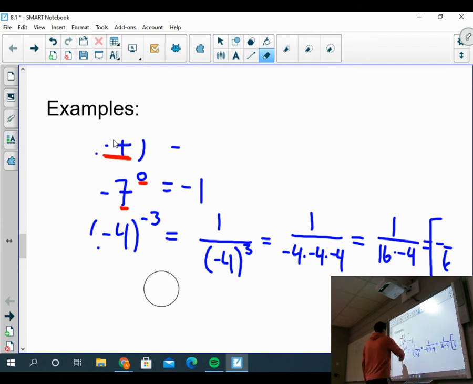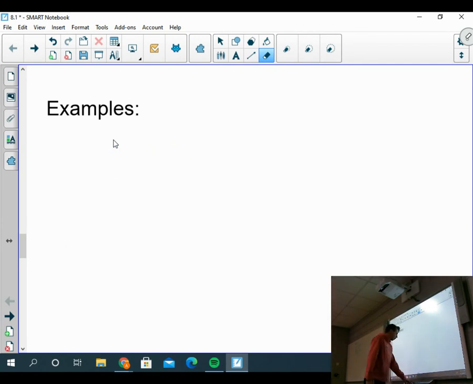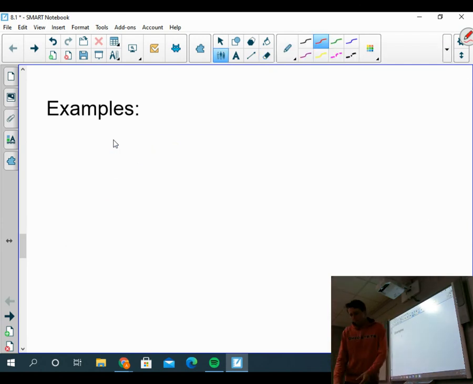Okay? But it would not be algebra if we just stopped there. It would not be algebra, because in algebra we really introduce variables and working with variables. And so we're not going to stop with just working with numbers and negative exponents, but we're going to work through examples with variables. And so let's see what that looks like.